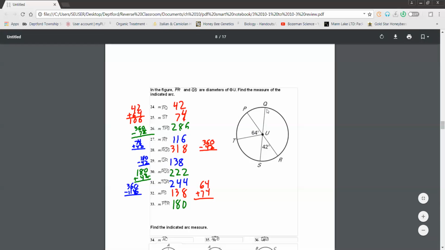On 29, QR, I'm going the opposite way, because that's the shortest distance. So if you have 3 letters, you should get 180 or more, depending on if it's a semicircle or a major arc. If it's 2 letters, you should get less than 180.